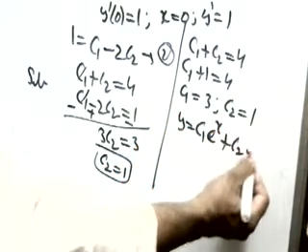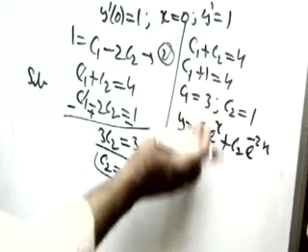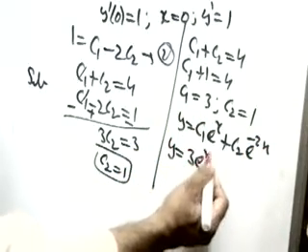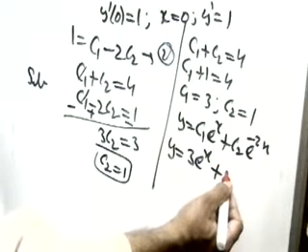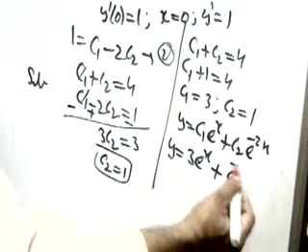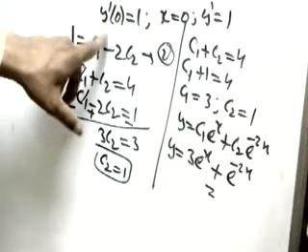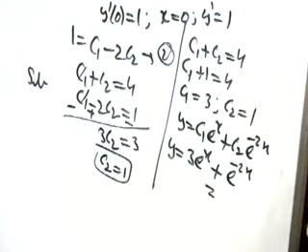What is the answer we got? c1 e power x plus c2 e power minus 2x. Now let me substitute the values of c1 and c2. c1 is 3, so this will be 3 e power x plus c2 is 1, so 1 into e power minus 2x. So what we have learned in this is that whenever conditions are given like y of 0 or y dash of 0, we have to use them to find the constants c1, c2.